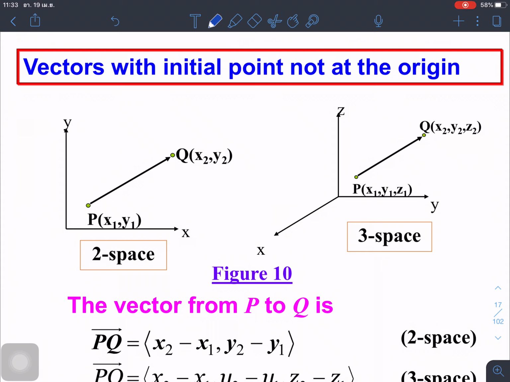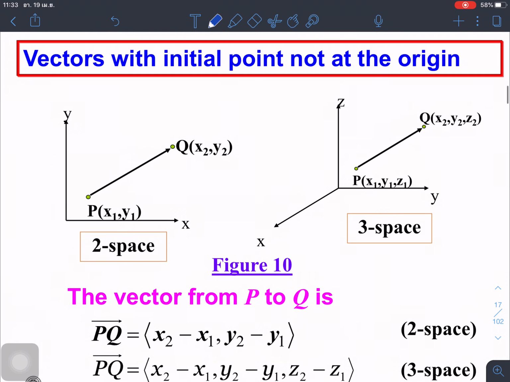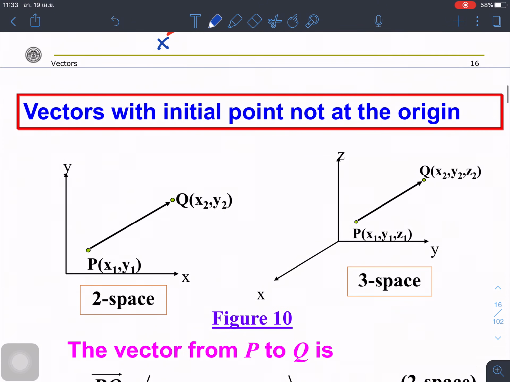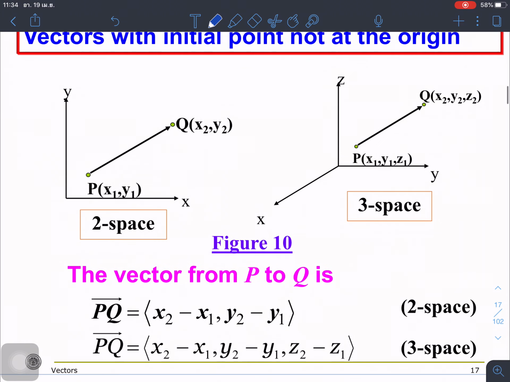Next, let's take a look at the vector with the initial point not at the origin. Sometimes you have to consider in general, not just the coordinate vector, the position vector, but the general vector like vector PQ, vector PR, for example. So let's take a look at how we find the vector if we are given point P and point Q, and we want to find the vector PQ or QP. Then this is the way you find it.